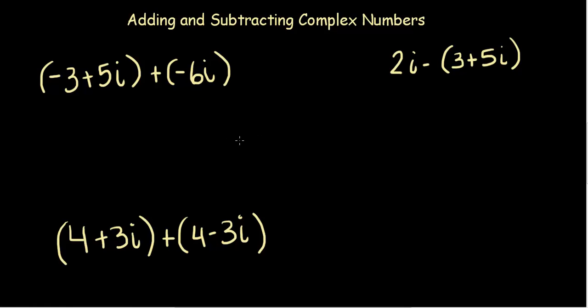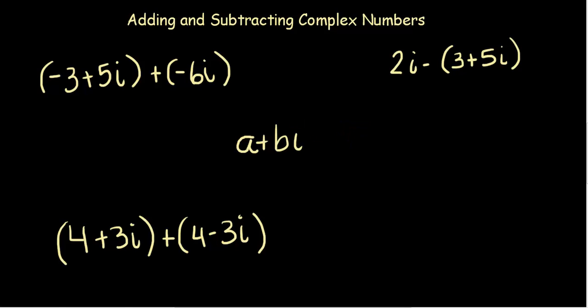In this video, we're going to learn how to add and subtract complex numbers. Remember, a complex number is a number that is in the form a plus bi, where a and b are real numbers, and i is the imaginary number that represents the square root of -1.